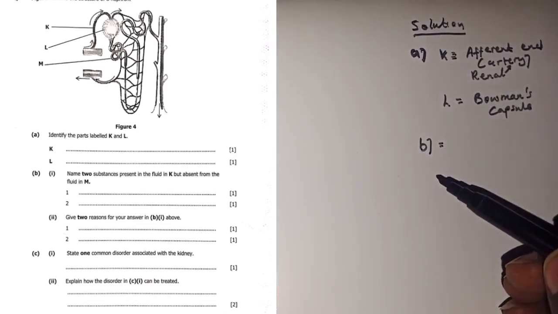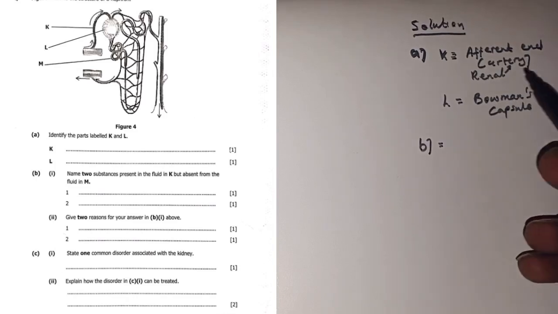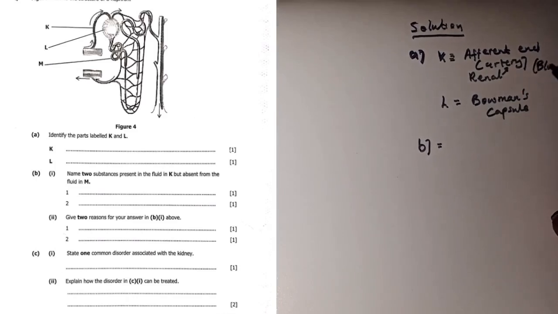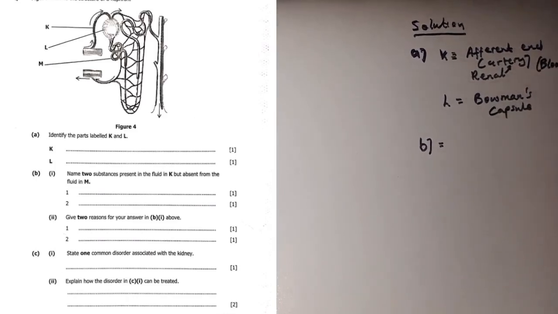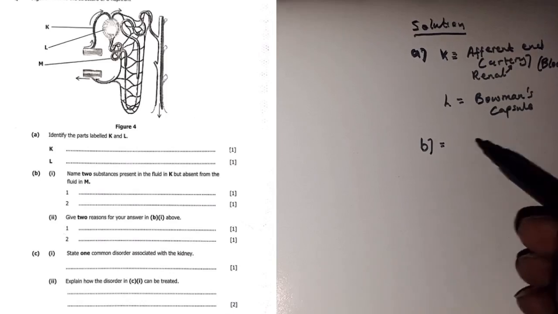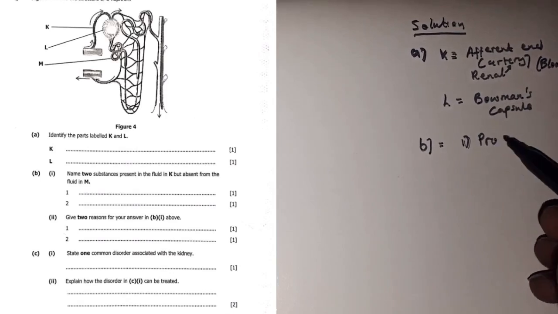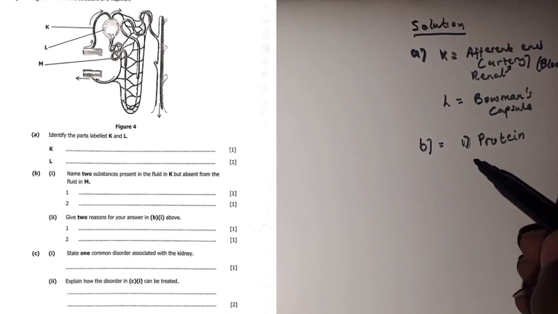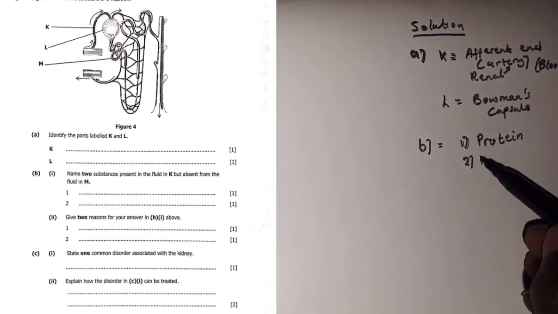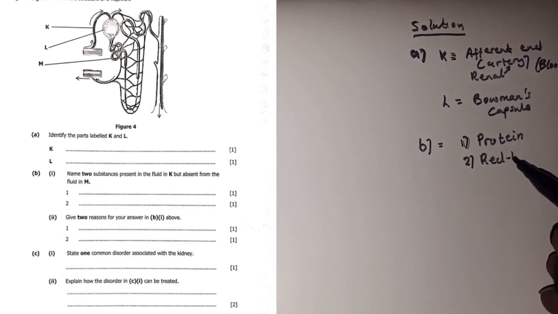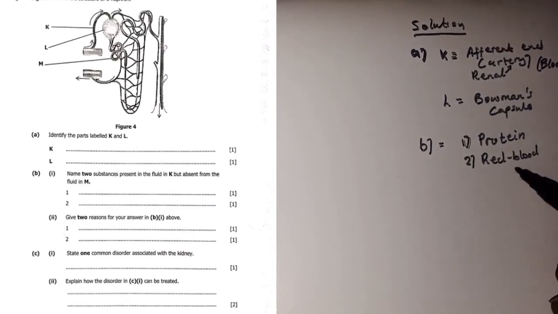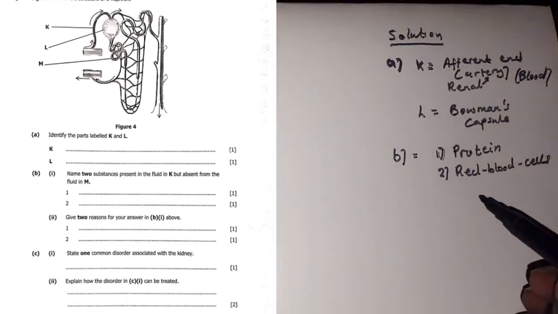Name two substances present in the fluid K but absent from M. Now, what is fluid K? Fluid K is blood. So we're looking at things that will not be filtered out. And what did we say those things are? Number one, proteins. They are too large to be filtered out. So they will remain in blood, but they won't be found in M because M is a tube. What else? Red blood cells. These are too big to be filtered out.